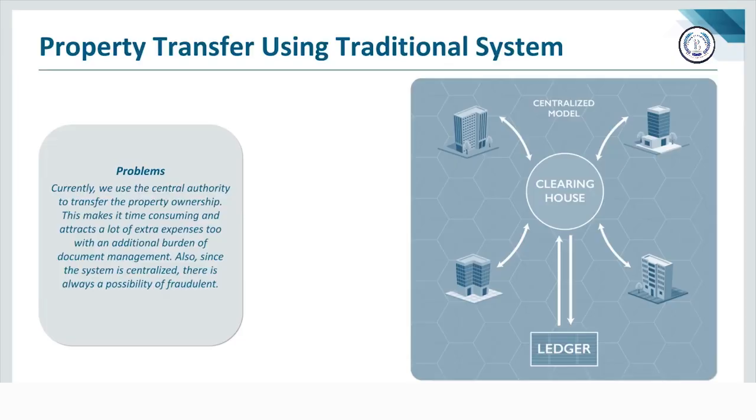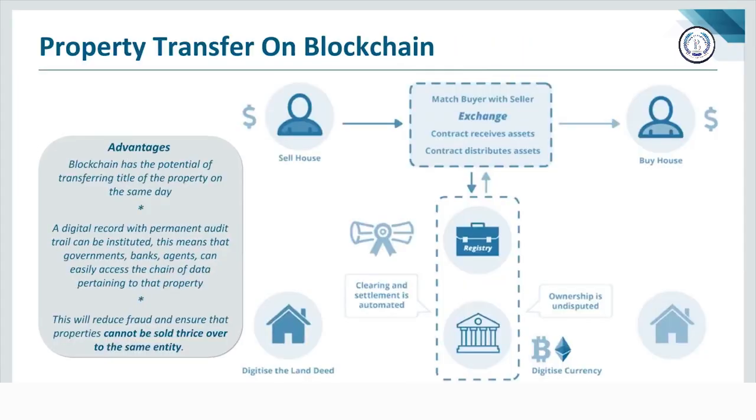Now, if you would do that with our existing system, you would find that there are certain problems or limitations. Since we use a central authority to transfer ownership of our property, this can cause delay, attract a lot of extra expenses, and there's also a chance of fraud. So how can blockchain be helpful here? By using hashes to identify every real estate, it makes everything publicly available and searchable. Also, proponents argue issues such as who is the legal owner of a property can be remedied.